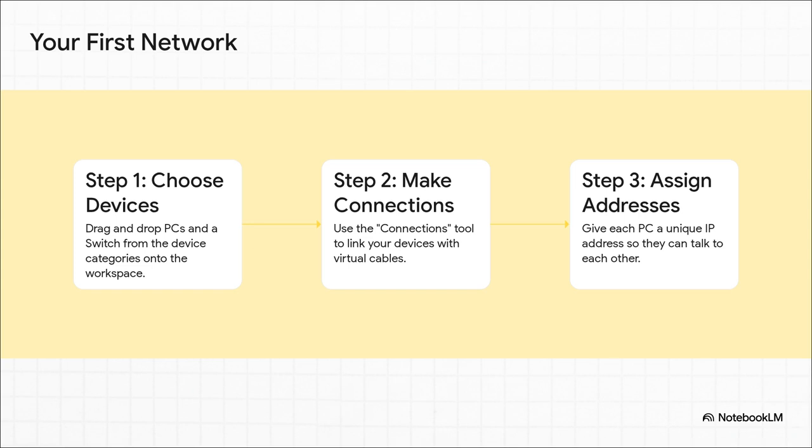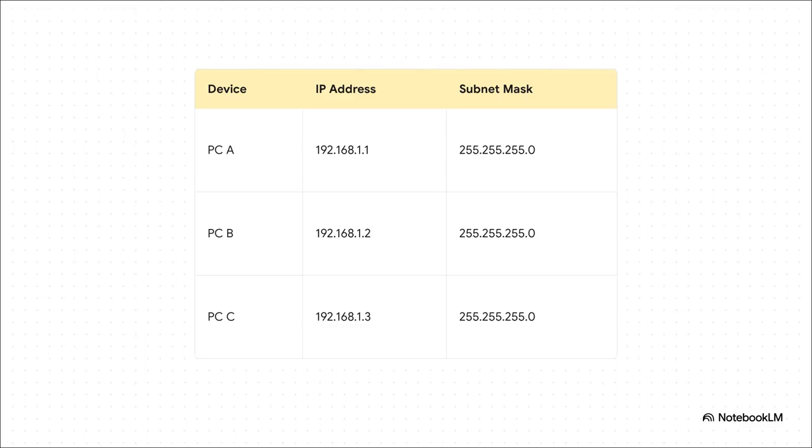Second, you find the little lightning bolt icon, that's the connections tool, and you click on a PC, then the switch, and boom, you've got a virtual cable. Third, you've just got to configure them. And that third step is the key.